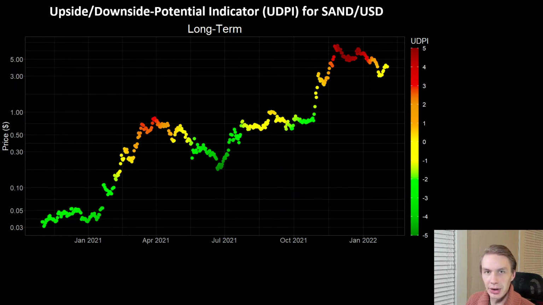Today I want to introduce our new risk indicator for the Sandbox and its native token SAND.